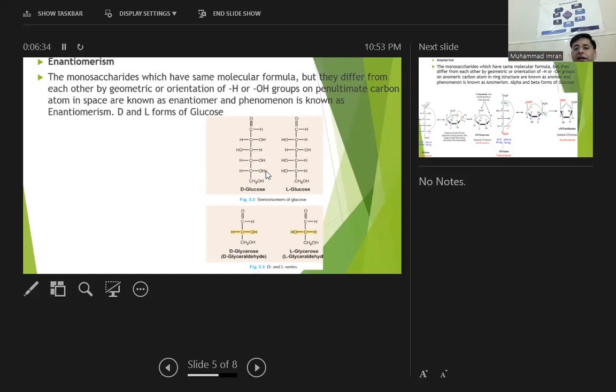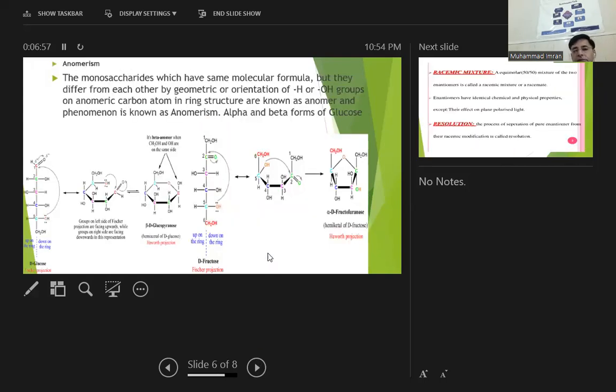So the penultimate carbon atom is the dominant member to see the D and L form. This is the D-glyceraldehyde. This is the reference compound. Glyceraldehyde is the reference compound to check the D and L form because it has only one chiral carbon.